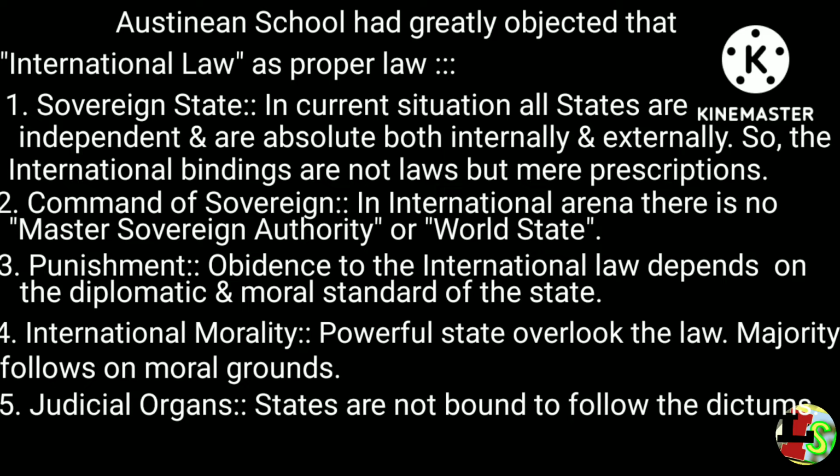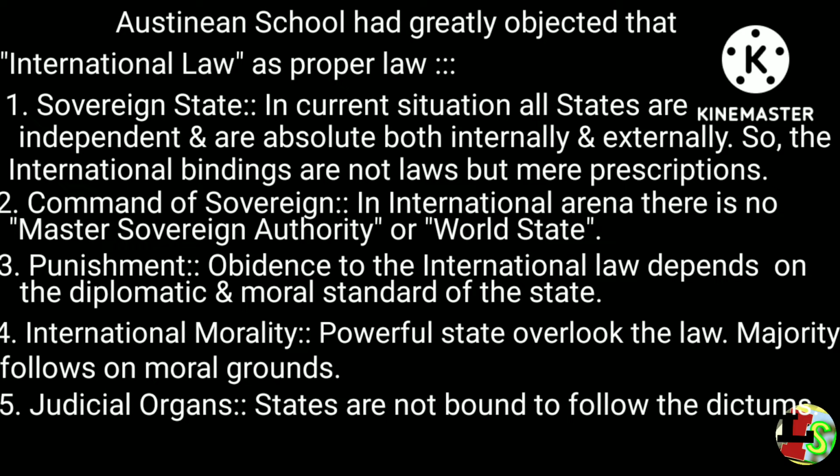The question always arises in the mind of a law student: can we call international law law in the strict sense? Two sets of jurists have opined on this. Firstly, the Austinian school, headed by Austin and Hall, viewed that international law cannot be regarded as law. They forwarded the following arguments. 1. Sovereign state. In the present world, every state is independent and sovereign, both internally and externally. There is no authority that can restrict them from doing so. The international bindings are mere prescriptions, not law in the strict sense.